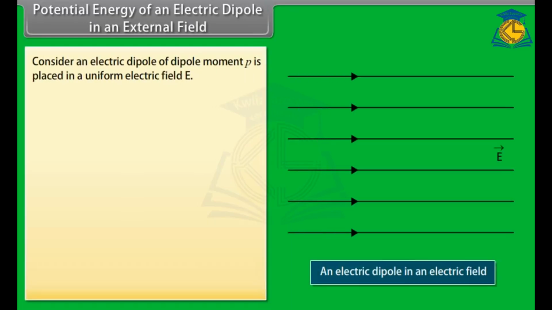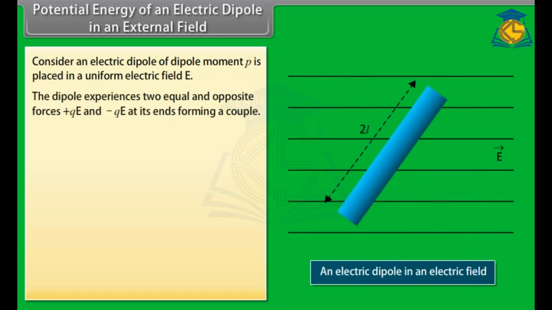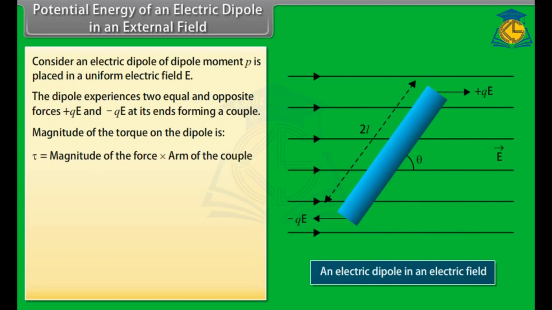Consider an electric dipole of dipole moment P placed in a uniform electric field E. The dipole experiences 2 equal and opposite forces, plus QE and minus QE, at its ends forming a couple. Magnitude of the torque on the dipole is equal to magnitude of the force into arm of the couple. Tau is equal to QE into 2L sin theta, which is equal to PE sin theta.